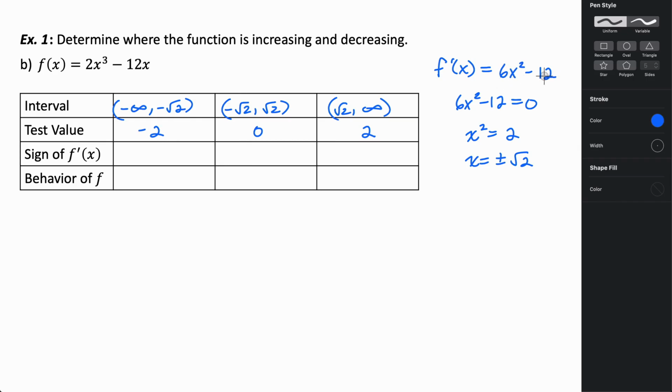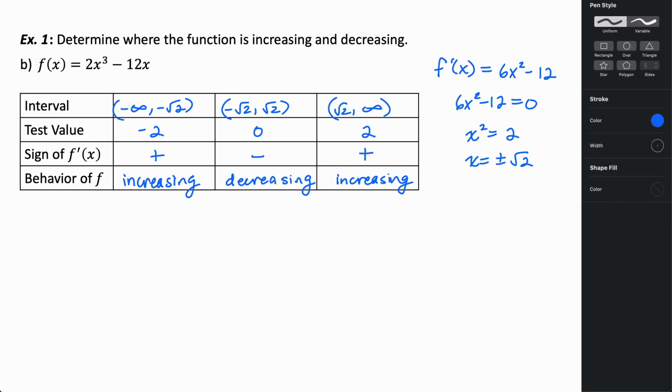So negative 2 squared is positive 4. 4 times 6 is 24. That gives me a positive number there. Plugging in 0, that makes that whole thing 0, and I get negative 12, so it's negative there. And then plugging in positive 2 also gives me 24 minus 12, which is going to be positive. So the graph of f, when the derivative is positive, f is increasing. So we see it's increasing there and there. And when the derivative is negative, the graph of f is decreasing.